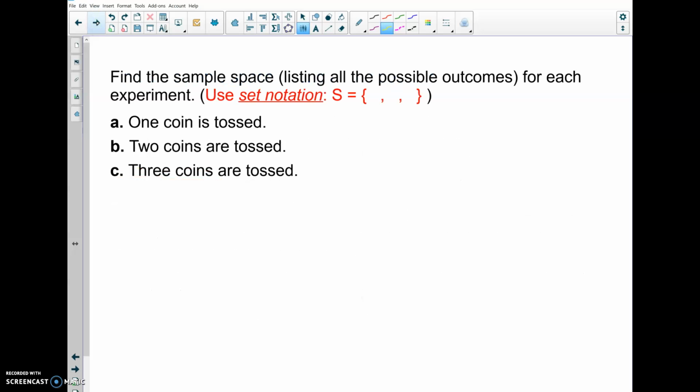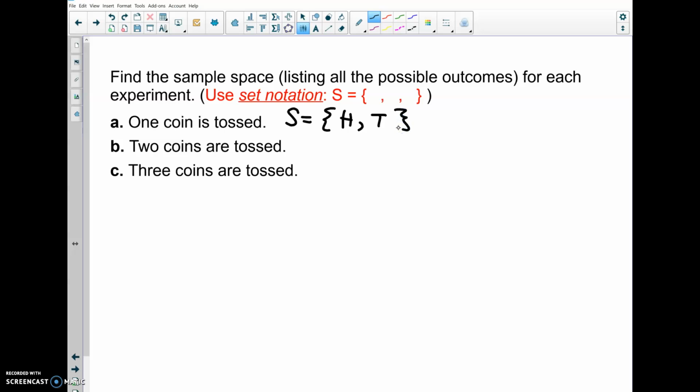Alright, so let's talk about finding some sample spaces here. Listing all of our possible outcomes. So if you are flipping a coin, one coin is tossed, what would your sample space be? Well, when you flip a coin, it would either be heads or tails. So that would be your sample space.